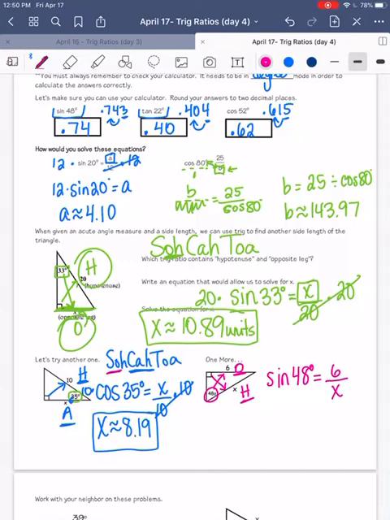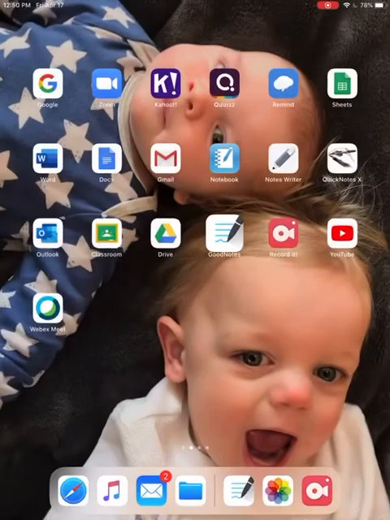All right, so this is one where the variable's in the denominator as opposed to the numerator. So this is where we want to switch these to their places, okay? So x equals 6 over sine 48. And so that means we're going to divide. And we're going to type that right into the calculator. So 6 divided by sine 48.